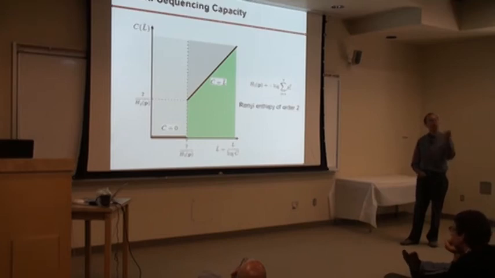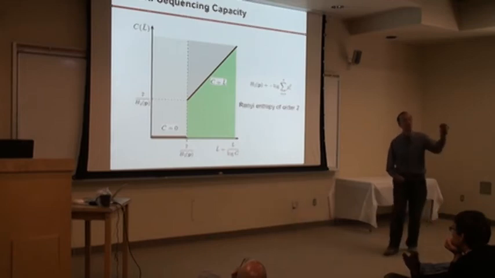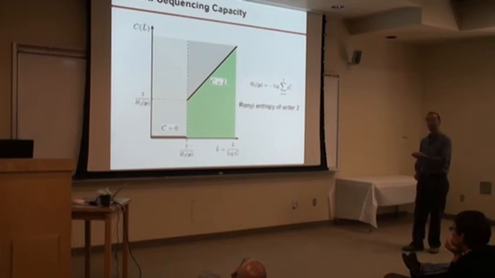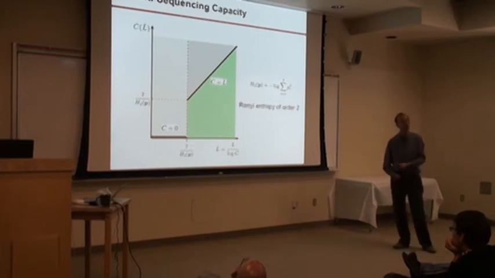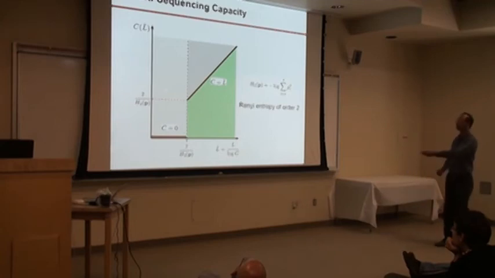Okay, so now a question for you. If I increase the entropy of the source string, the DNA string, is the capacity better, worse, or indeterminate? Okay, so let's look at this curve. If I increase the entropy, what happens to this threshold?